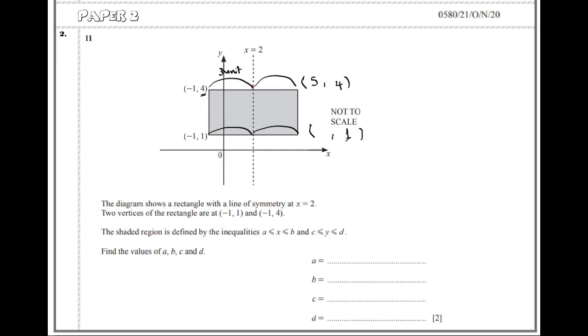5. Then the value of A, x between A and B, x between -1 and 5, and y between 1 and 4.